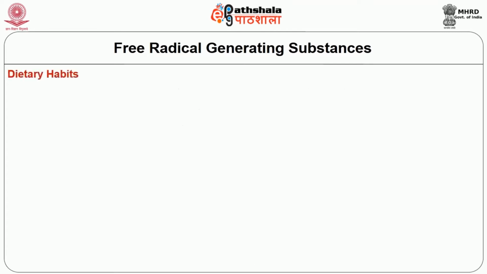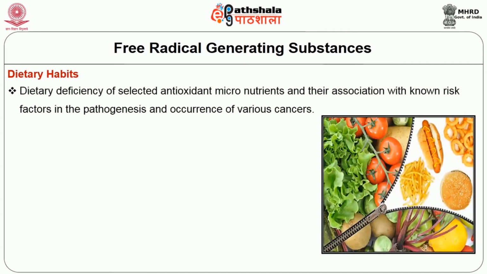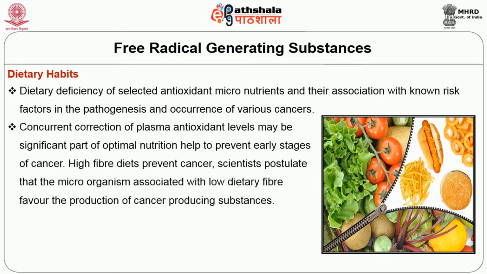The next factor is dietary habits. Dietary deficiency of selected antioxidants and micronutrients is associated with known risk factors in the pathogenesis and occurrence of various cancers. Concurrent correction of plasma antioxidant levels may be a significant part of optimal nutrition to help prevent early stages of cancer. High fiber diets help prevent cancer.